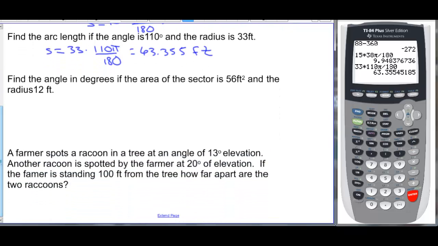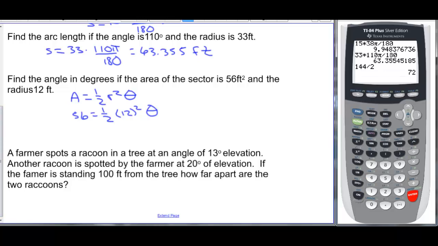Find the angle in degrees if the area of the sector is 56 feet squared. All right, so we have area, 1/2 r squared theta. You'll have to know that for tomorrow. Make sure you have it memorized. There's only a couple little formulas you need to know. The area is 56. The radius is 12 times theta. So we have to take half of 144. 144 divided by 2, 12 squared. And then take 56 divided by 72. That's 0.7 repeating. So we get theta is 0.7777, keep on going.